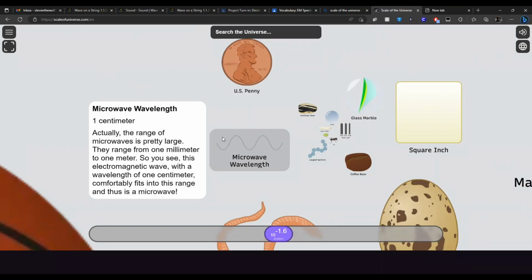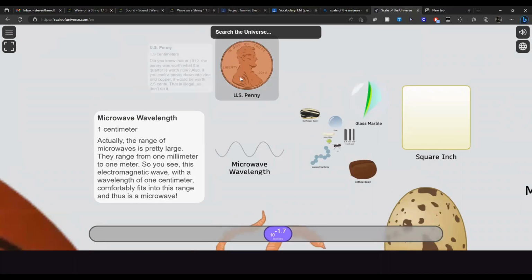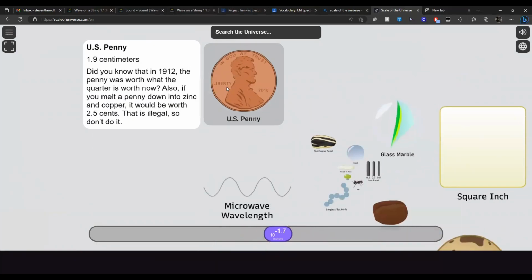Examples of microwaves are microwaves, of course, routers, cell phones, and stars. The wavelength of a microwave is 1 centimeter, like I said before, but it is smaller than the US penny, which is 1.9 centimeters.